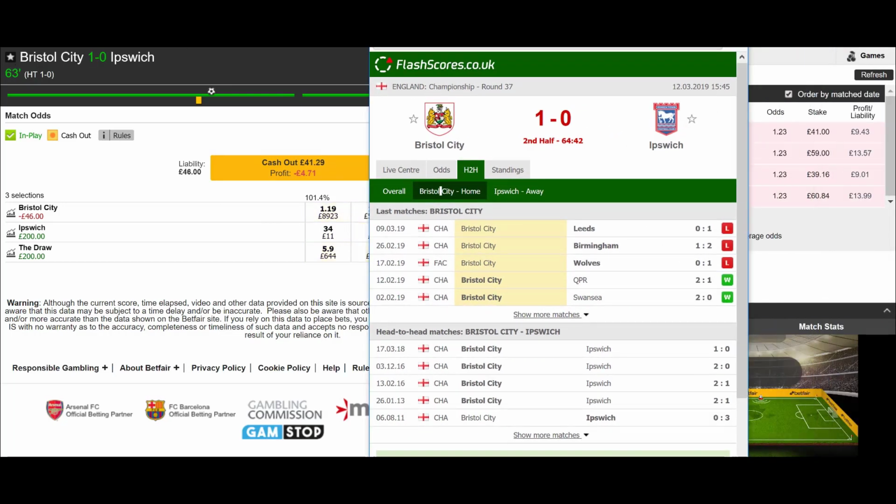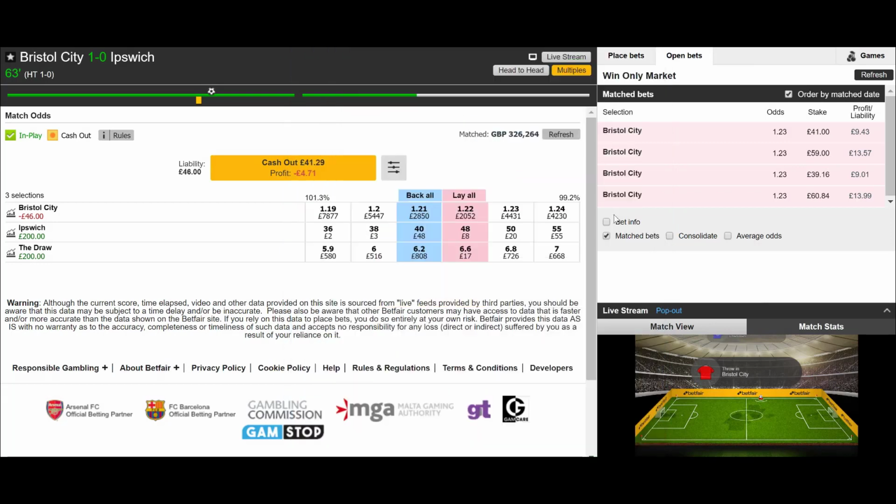And there is around 27 minutes left to play in this one. So I got involved. I've laid them with a £200 stake. That gives me only £46 of risk in the market. So anyway, we'll see how this one develops. It's currently Bristol City 1, Ipswich 0, 63 minutes on the clock.